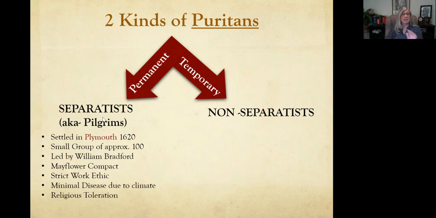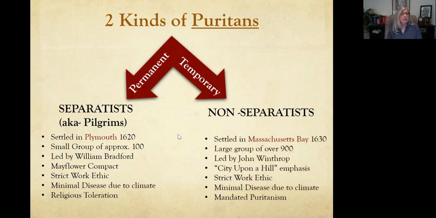These separatist Puritans, they're done. They are not going to go back. Okay? So this is the larger group. They go and they settle in Massachusetts Bay, which is close to Plymouth, but a separate little settlement. And they have a much larger group. They're going to have close to 1,000 colonists, and they're going to be brought here on multiple ships.